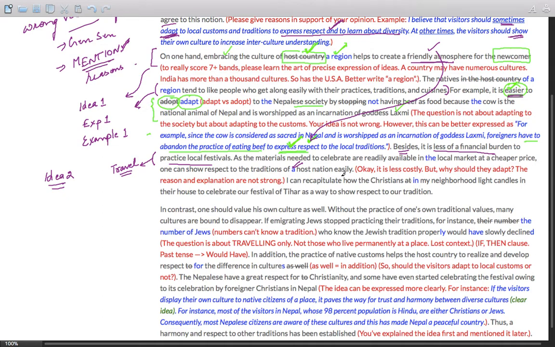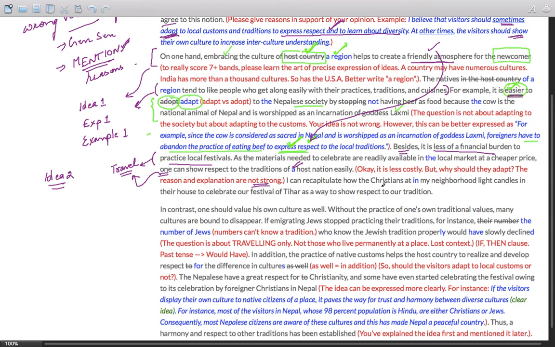Again, it is not clear who can show respect. So one can show respect, but who is that one? That one is a visitor, a traveler. So clearly need to mention that. And that makes the idea a bit weak, the idea as well as the explanation.